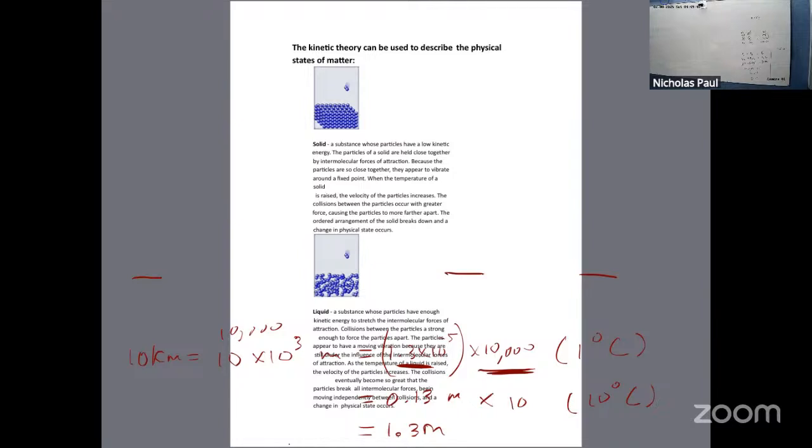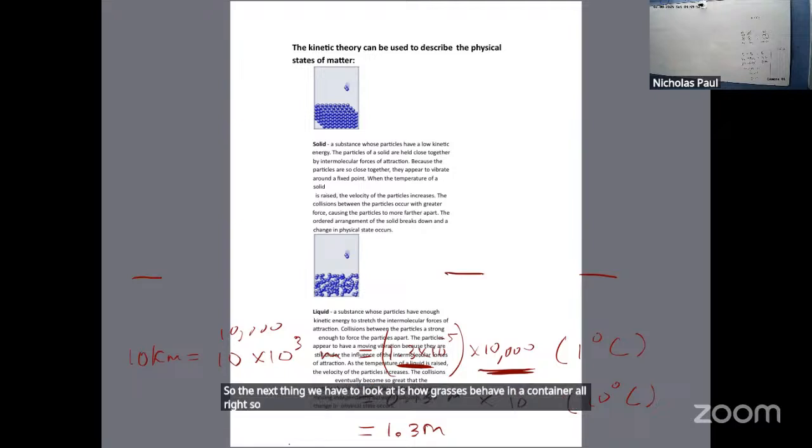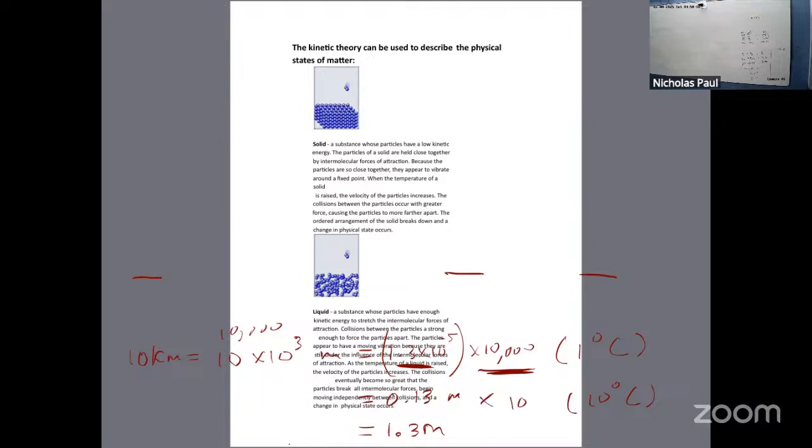They have a nice one, with gas laws and things. All right, so the next thing we have to look at is how gases behave in a container. All right, so let's explore. Right, so I'm going to pump some gas in here.